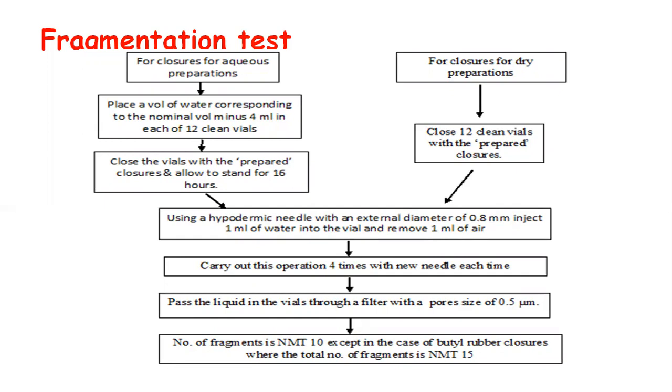Using a hypodermic needle with an external diameter of 0.8 millimeter, inject 1 ml of water into the vial and remove 1 ml of air. Carry out this operation 4 times with a new needle each time. Pass the liquid in the vials through a filter with a pore size of 0.5 micrometer. The number of fragments is not more than 10, except in the case of butyl rubber closures where the total number of fragments is not more than 15.